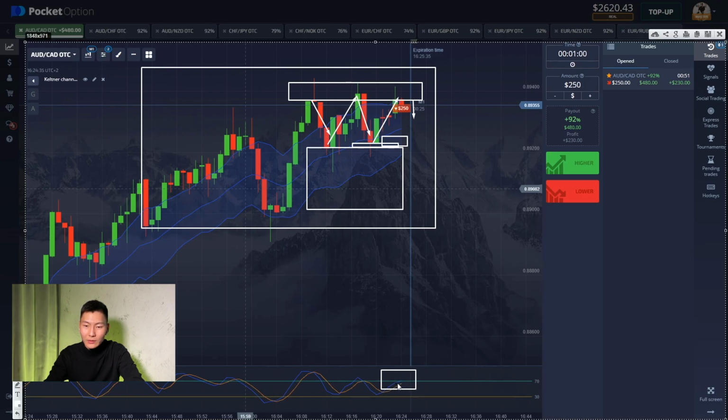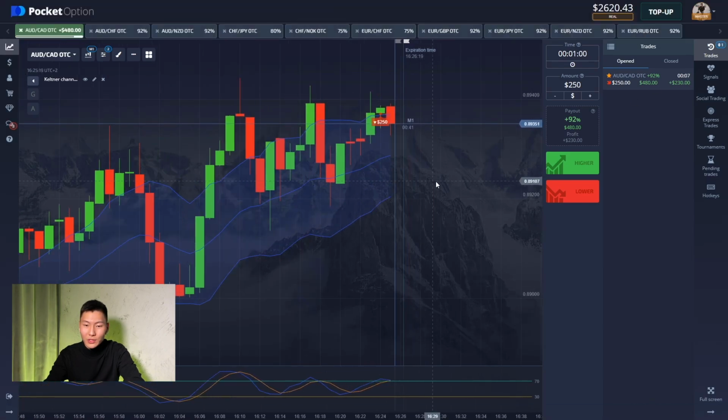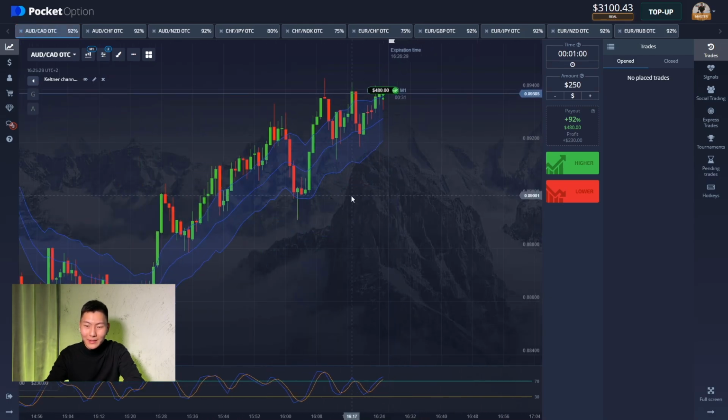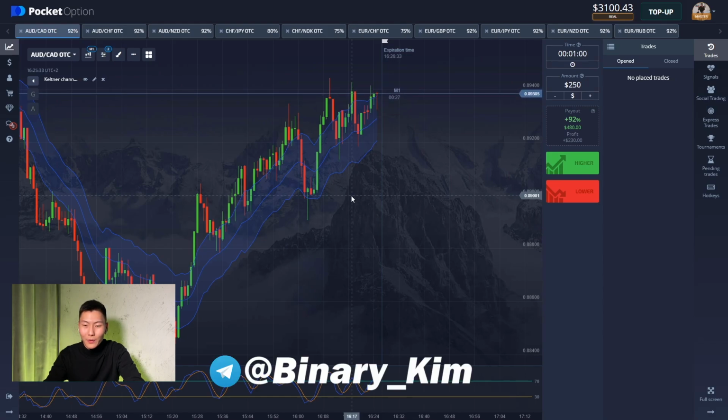Stochastic also touched the level 70, and we see the reversal. There is no more strong movement here. That's why we open our short position, and like you see, the price started going down, nice trade entry level, and there is literally a second left before the closing. And our position is in profit, guys, we got 3,100 on our balance. We got 1,400 in profits. I think this is a great outcome.